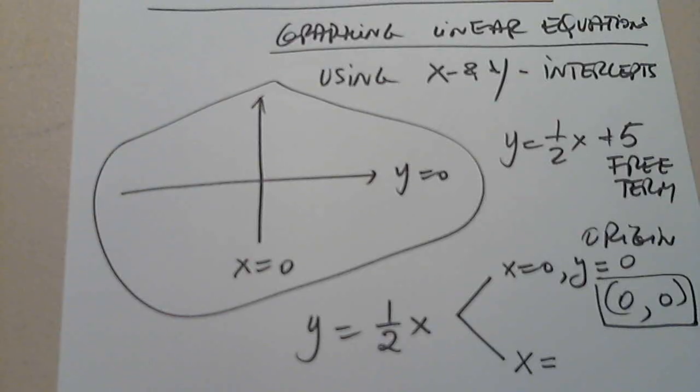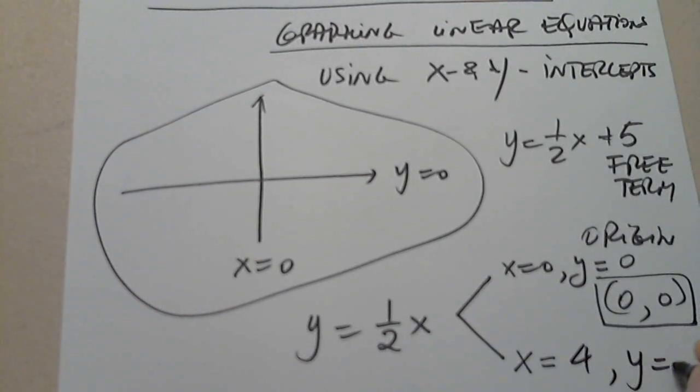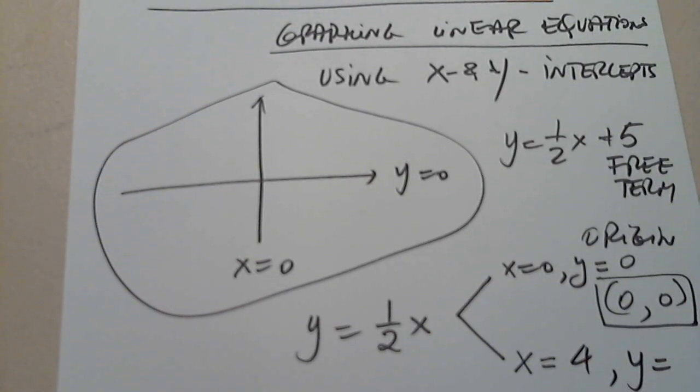So what will you make x into? What value would you give to x to create another point? 4. Say it again. 4. 4 is good. 2 is good. Excellent. Perfect. 4 is perfect. So then if x is 4, how much is y? 2. Good. Can anyone give us the ordered pair that we just determined? 4 and 2. 4 and 2 indeed.